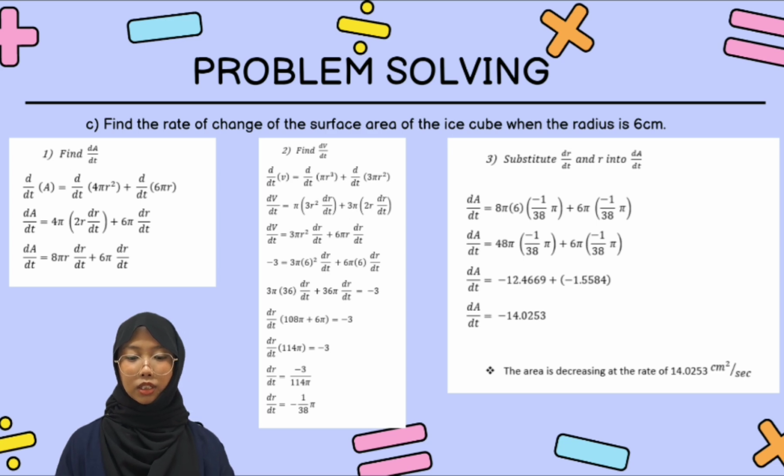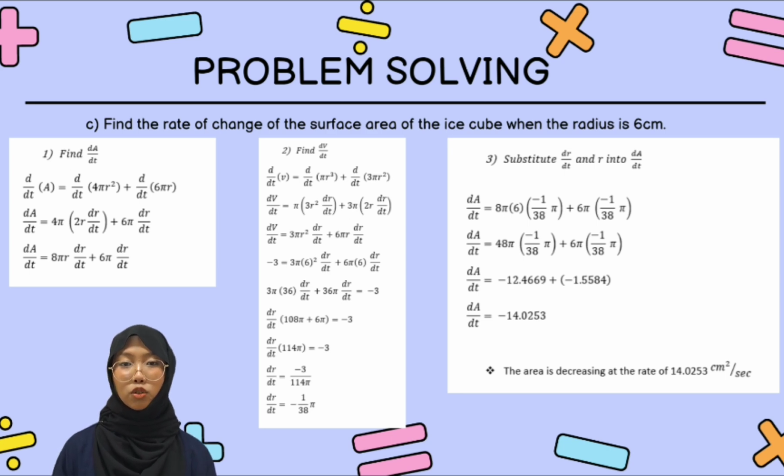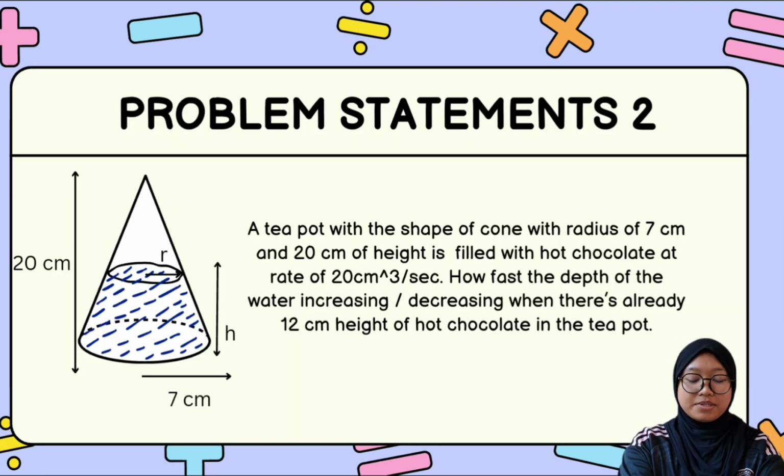And last, we will get dA over dt equals negative 14.0253. In conclusion, the area is decreasing at the rate of 14.0253 centimeters squared per second. Okay, now I'll proceed to problem statement 2.